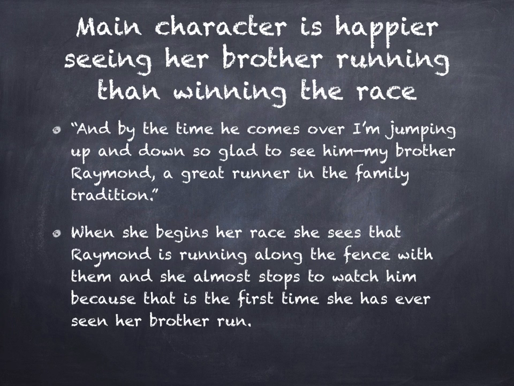Our second piece of evidence comes from where she actually starts running her race. When she begins her race, she sees that Raymond is running along the fence with them, and she almost stops to watch him because that is the first time she has ever seen her brother run. This supports our reason because we can see that she is very happy seeing her brother running, and she's so happy that she almost stops running herself.